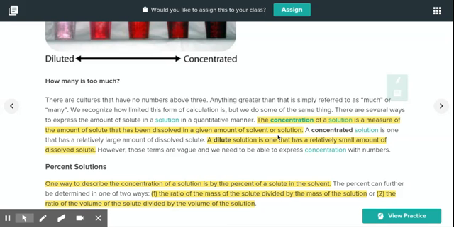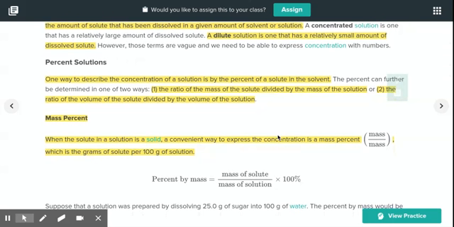Those terms are very vague, and we need to be able to express concentration with a number. If you put 98 candies in a jar and 99 candies in another jar, you can only say they both have a lot. However, you need the actual number to compare which is bigger. So that brings us to the percent solution. One way to describe the concentration of a solution is by percentage. That makes sense: 20%, 30%, 30% is more than 20.